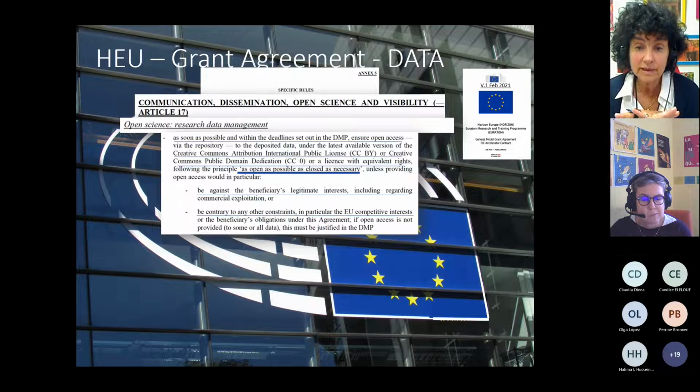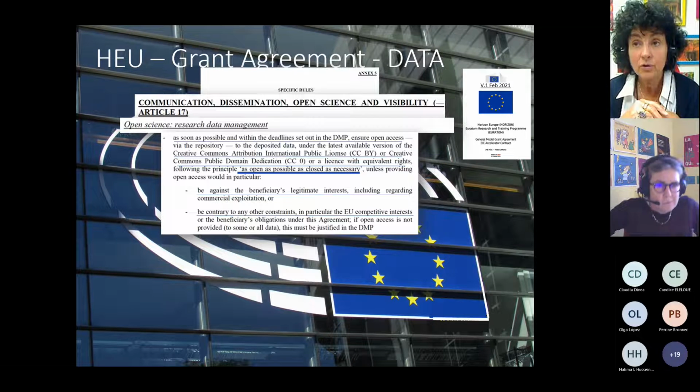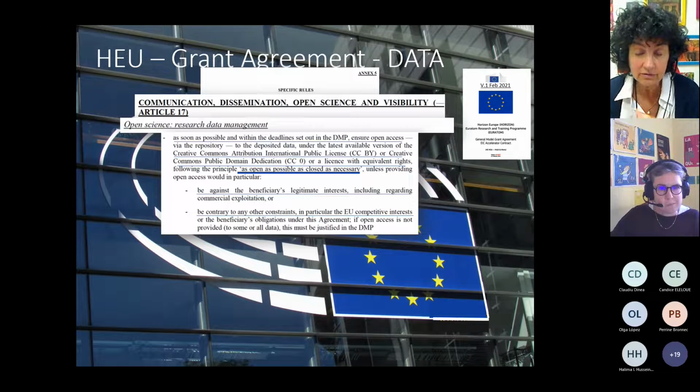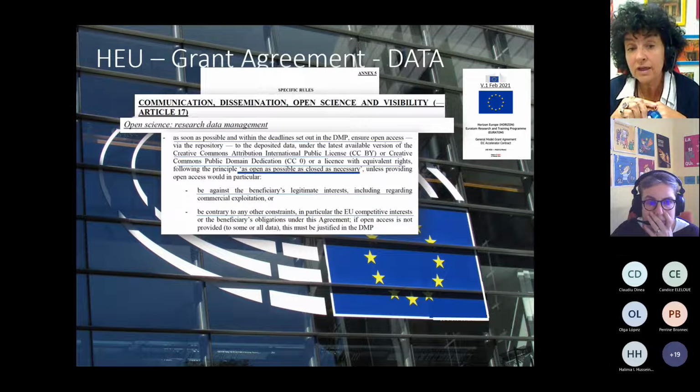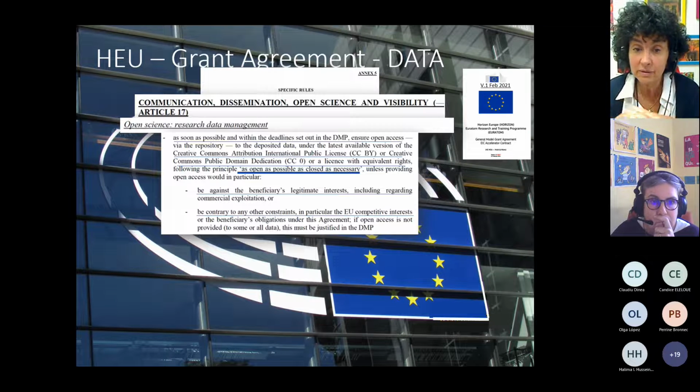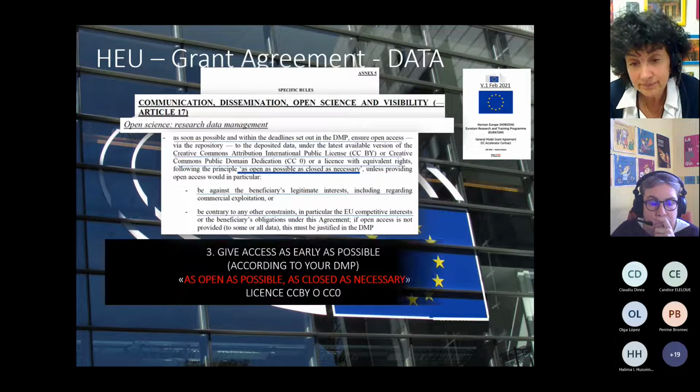So all the data by default must be open. All the more so because we have the Open Data Directive, and we are funded by public money. As you can see here, the default should be set to open. You have to keep your data closed if opening is against the beneficiary's legitimate interest, including regarding commercial exploitation, or is contrary to any other constraint, in particular competitive interest.